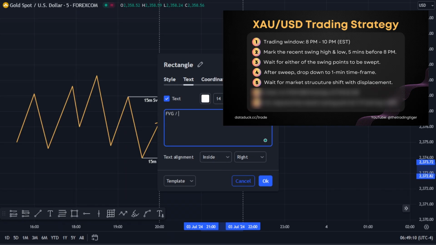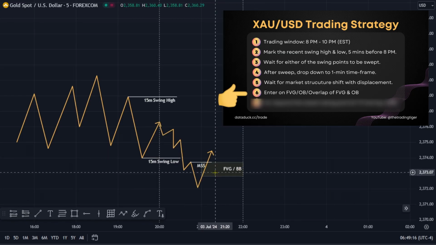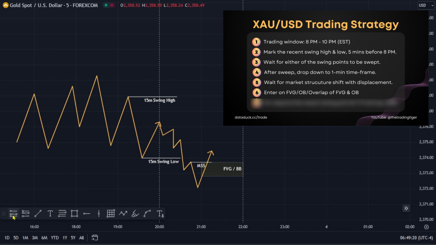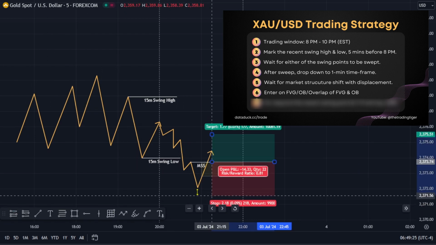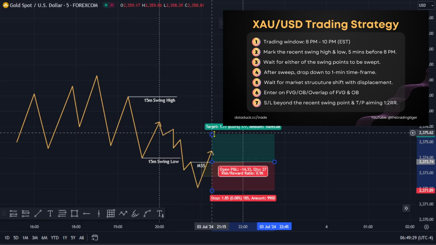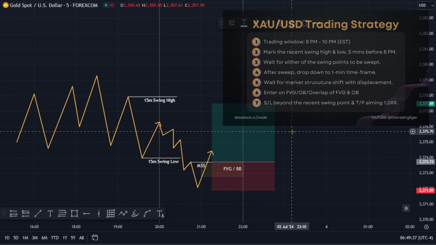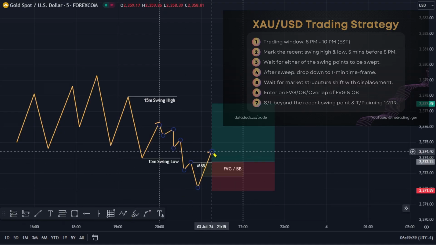But for a better risk to reward ratio, you can take an entry from the fair value gap or the breaker block, which is basically consecutive up or down close candles, providing us a more healthy risk to reward ratio. Our stop loss will be above the recent swing point or above the breaker block. Make sure to give a little bit of breathing room to deal with the spreads. And for our profit target, we will aim for a 1 to 2 risk to reward ratio.